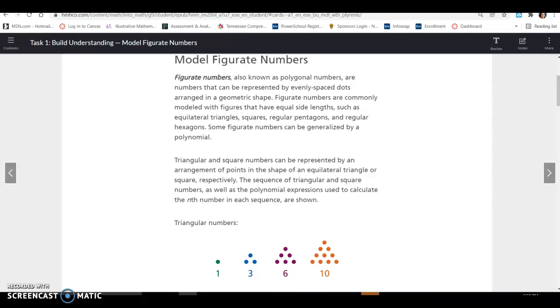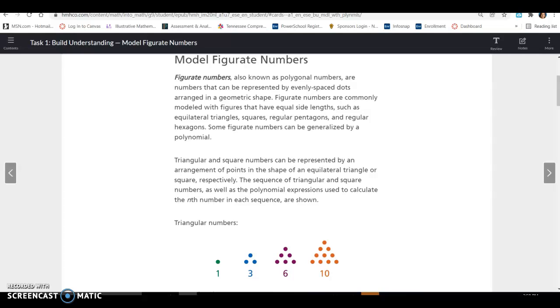Lesson 16.2, Task 1. Model figurate numbers. Figurate numbers, also known as polygonal numbers, are numbers that can be represented by evenly spaced dots arranged in a geometric shape. Figurate numbers are commonly modeled with figures that have equal side lengths, such as equilateral triangles, squares, or regular pentagons and regular hexagons. Some figurate numbers can be generalized by a polynomial.